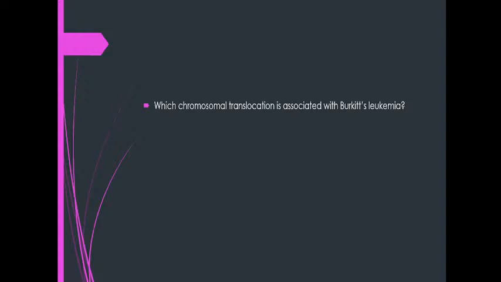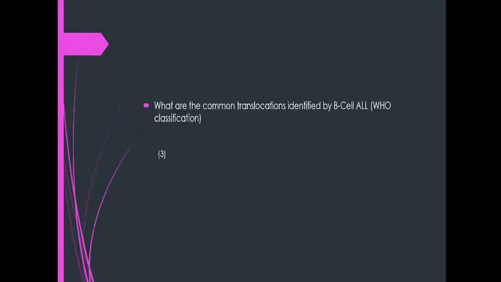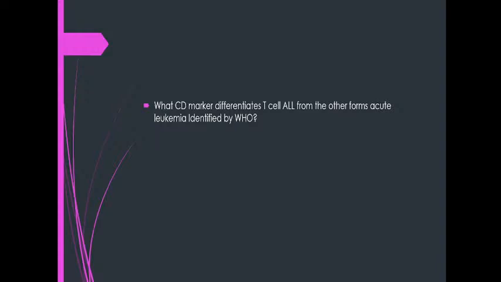Now, let's go to which chromosomal translocation is associated with Burkitt's lymphoma. It's translocation 8;14. Sobrang hirap. May 8;14 nga dito eh. Okay, so you will know that it is a B-cell ALL. Alright? Burkitt's lymphoma. Ang arte kasi, Burkitt's lymphoma.